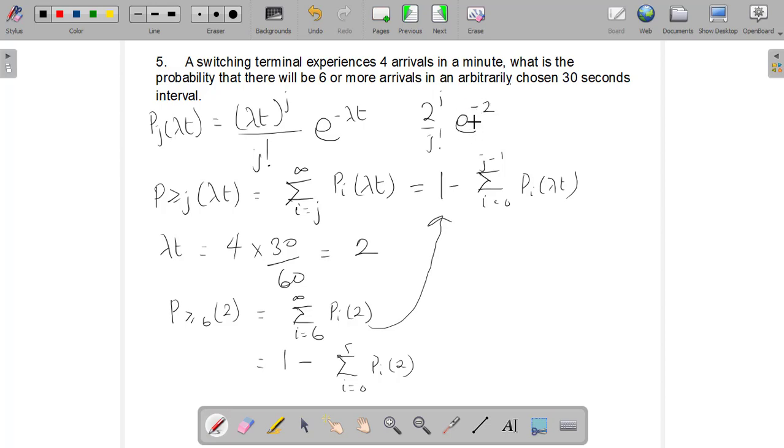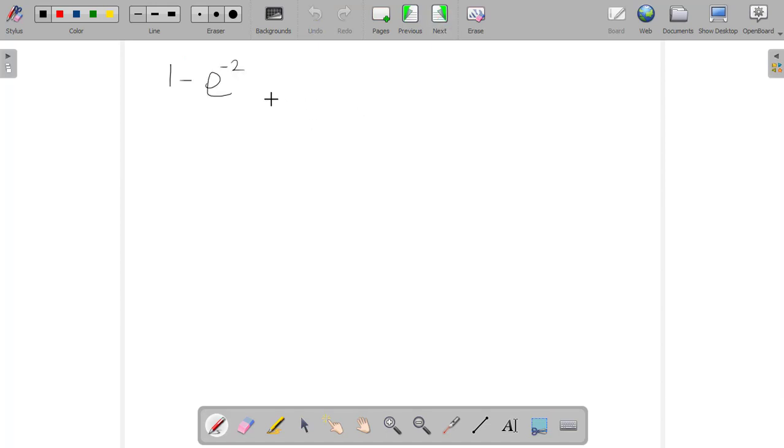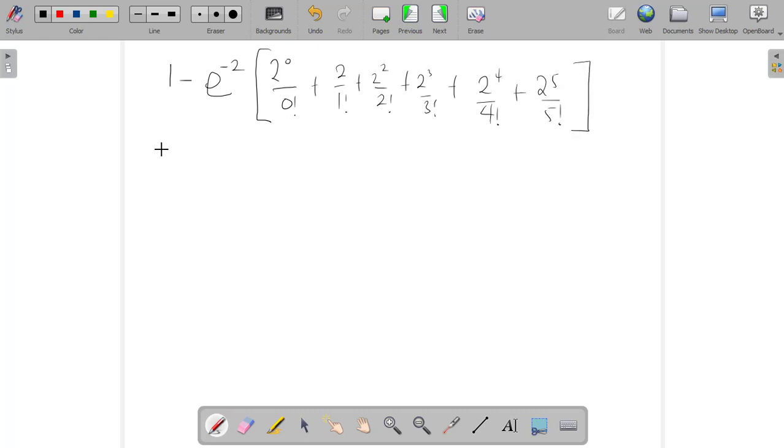So this exponential of minus 2 will be a constant multiplying the terms over which we are summing, 2 to the power j over j factorial. So we have 1 minus exponential of negative 2 multiplying 2 to the power 0 over 0 factorial plus 2 over 1 factorial plus 2 squared over 2 factorial plus 2 cubed over 3 factorial plus 2 to the power 4 over 4 factorial, and then plus 2 to the power 5 over 5 factorial. Our answer simplifies to 0.0168 as our probability of having 6 or more arrivals.